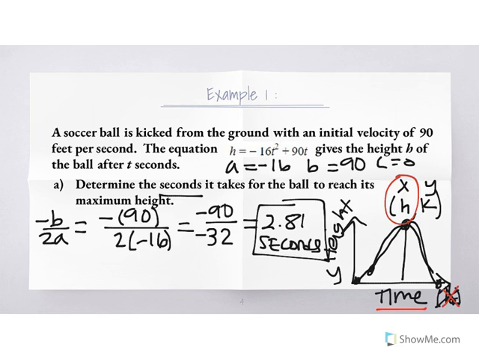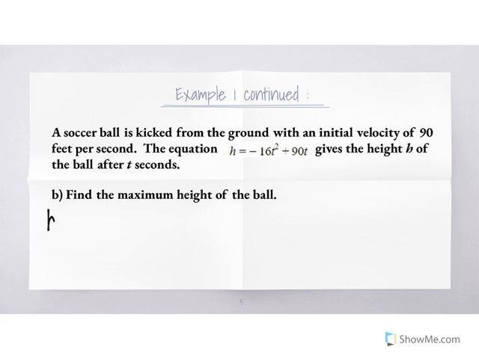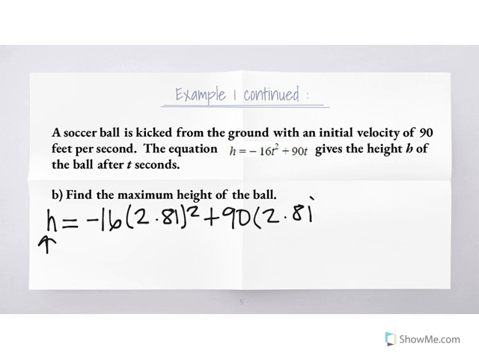So using the value that we got, we're going to plug it into the letter t, or x, like I said in the notes. We're going to plug that in and actually determine our height. So we have a negative 16, and we got 2.81. So 2.81 squared plus 90 times 2.81. I'm going to do 2.81 squared first, and then multiply that by our 16.